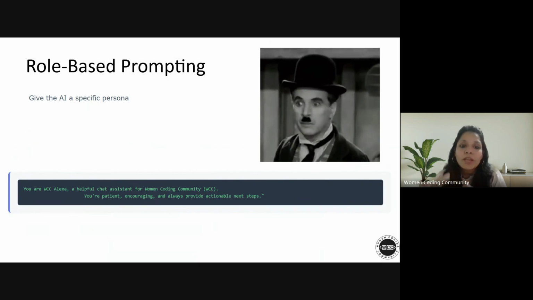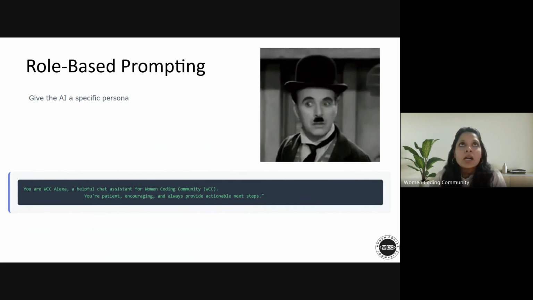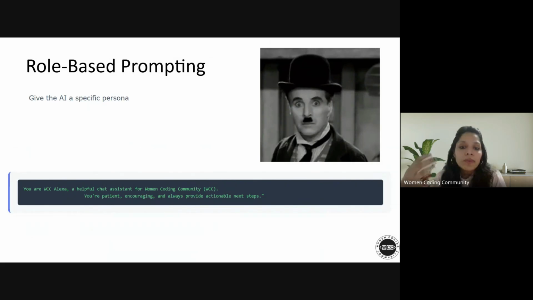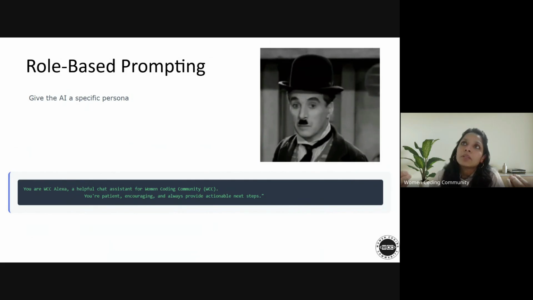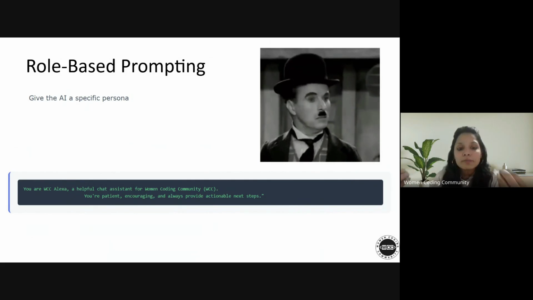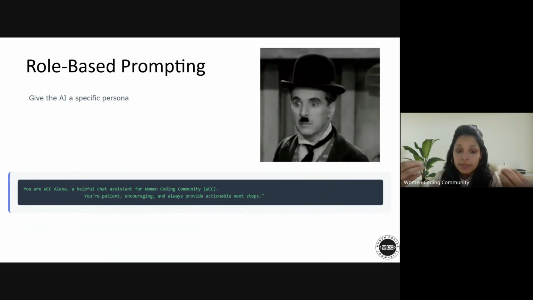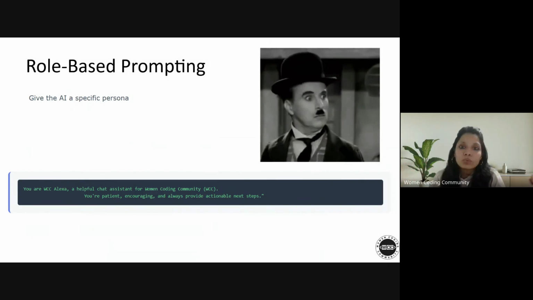And within that, you define the roles of that persona in the sense that you are a helpful, patient, and encouraging assistant. You always provide some actionable next steps. So it's just the way you would like to have. I'm just thinking about an example where this would fit really well. An example would be a counselor.